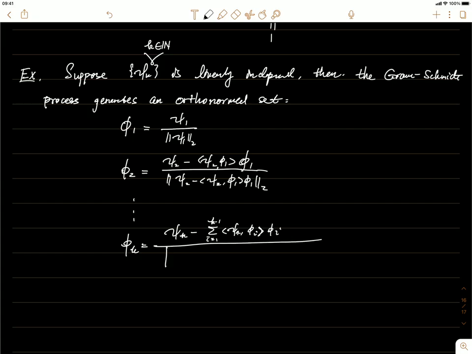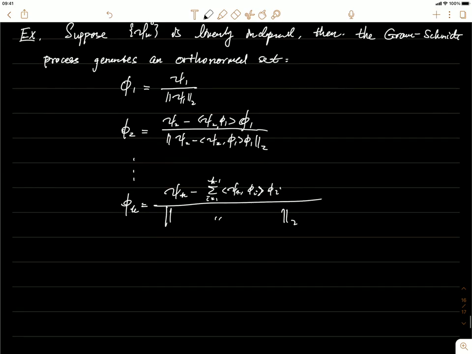And divided by the same thing, the norm. Just the same numerator, and put it here, norm. And that's the Gram-Schmidt procedure.